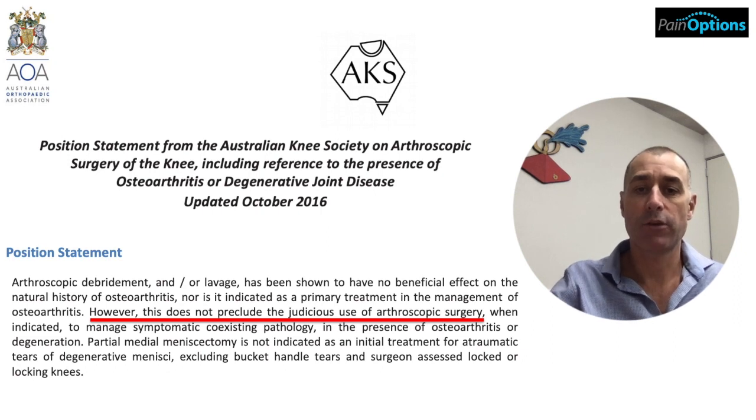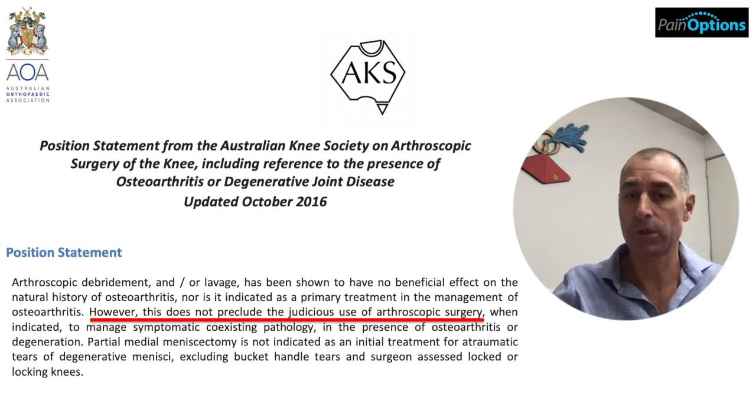So the Australian Knee Society has a position statement on arthroscopic surgery, and this is from October 2016. So basically, arthroscopic surgery has been shown to have no beneficial effect on the natural history of OA, and it's not indicated as a primary treatment. But in the statement, the door's left ajar because it does not preclude the judicious use of arthroscopic surgery when indicated. But as yet, there are no clear indications beyond the locked knee that we talked about that are currently supported for arthroscopic surgery, particularly around degenerative meniscal tears.